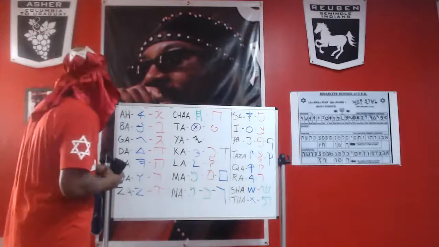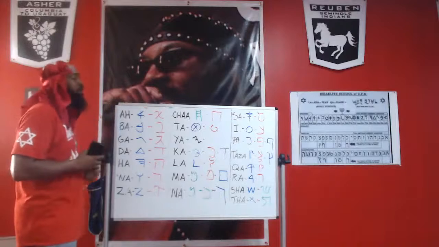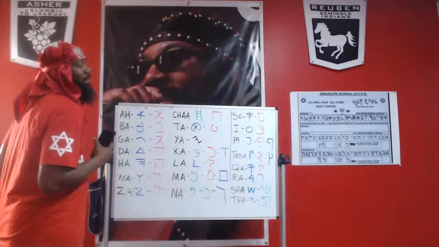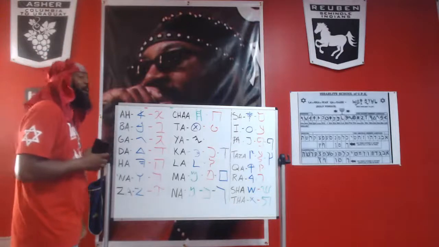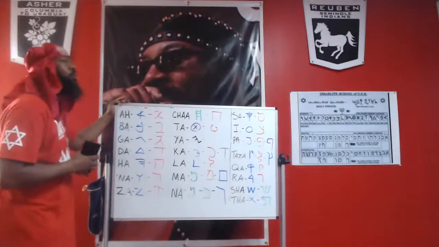And how do we always start off? We start off with our letters, the Hebrew alphabet. There are 22 letters, 22 symbols or characters. Take it from the top. Here goes the pronunciation.